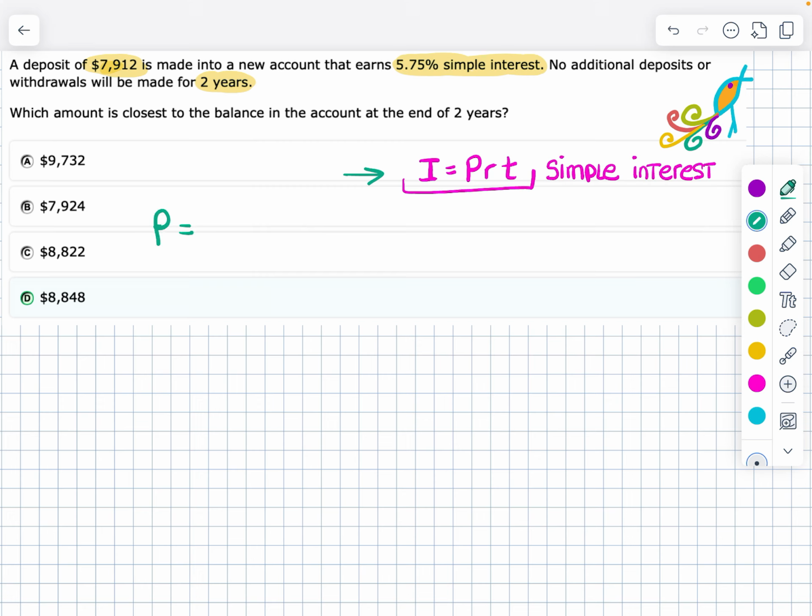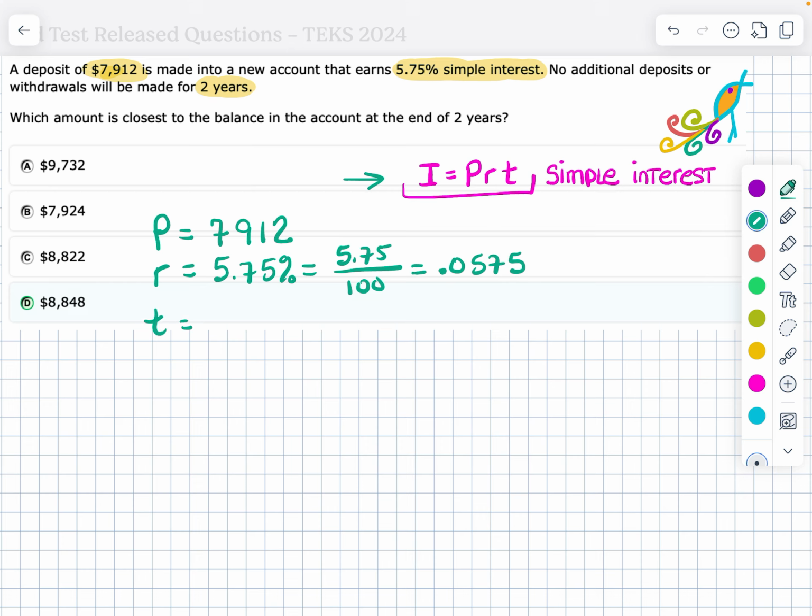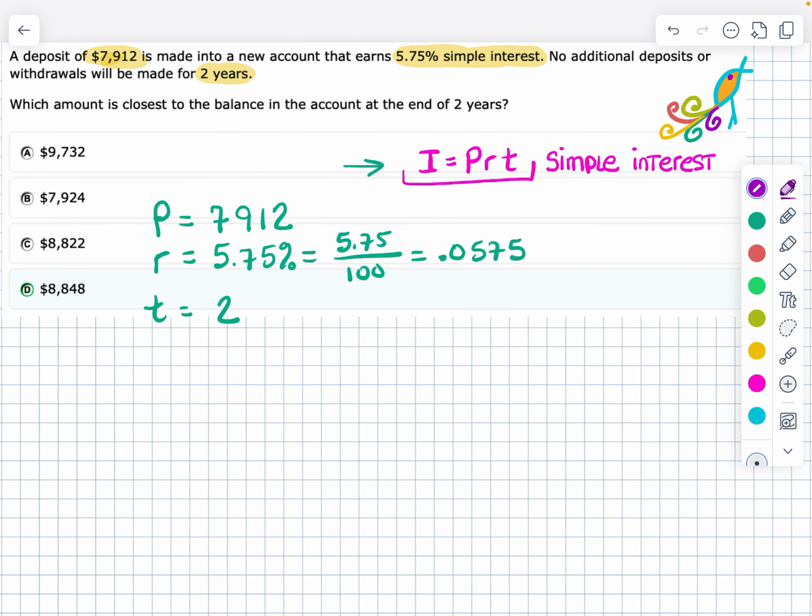So our principal is given as $7,912. Our interest rate is given as 5.75%, or it helps me to say 5.75 per 100, which would be written like that. And that's the same as saying 0.0575, which is a nice way to put it into the calculator. And then our time that we're going to be leaving it in and checking our balance at the end is 2 years.